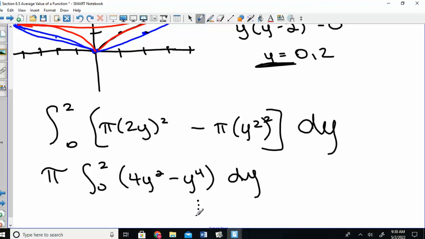And then could you finish it from here? Integrate and solve. So those volumes, it's really the setup that you need to remember. It's very similar to the area, but you have to do the cross section, so pi times the radius squared.